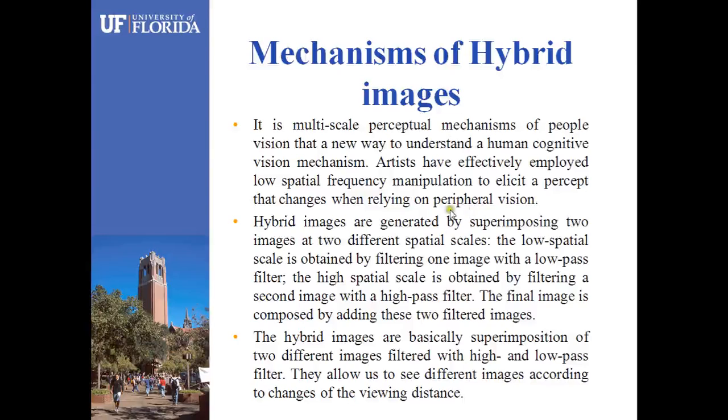Hybrid images are generated by superimposing two pictures at two different spatial scales. The low spatial scale is obtained by filtering one image with a low pass filter. The high spatial scale is obtained by filtering a second image with a high pass filter. The final image is composed by adding these two filtered images.